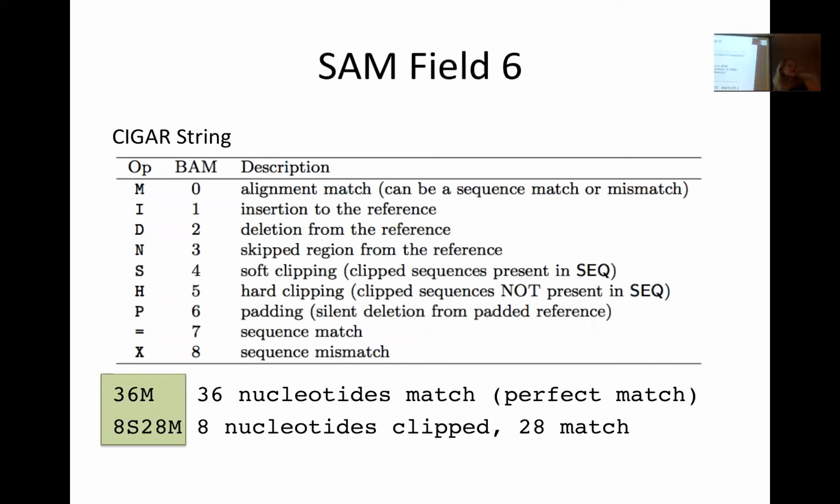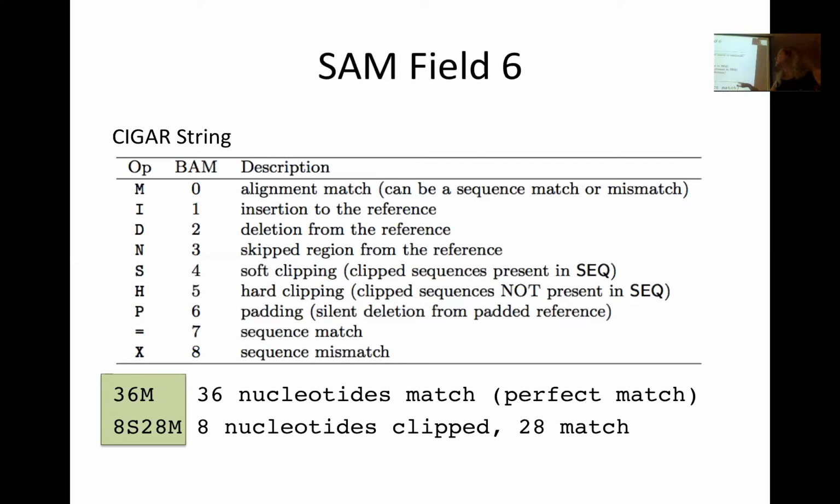The CIGAR string. This is actually an extremely clever way to store alignment information. You guys remember we saw in BLAST, we'd have the reference sequence and the query sequence, with dashes where there were gaps and little lines if they were the same. Trying to figure out how to store all that is very bulky. So they came up with this shorthand way to store alignment information.